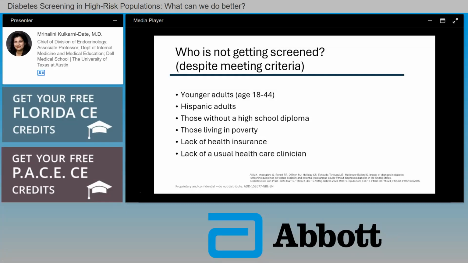And this perhaps is a function of not getting to a clinic site or an area of health screening. Those living in poverty are less likely to have a clinic to go to or a health center to go to. Those who lack health insurance also because they don't have access to care. And those who lack what we are calling a usual healthcare clinician. So they don't have a clinic or they don't have a clinician that they see on a regular basis. These are the individuals who we are missing in our screening efforts.